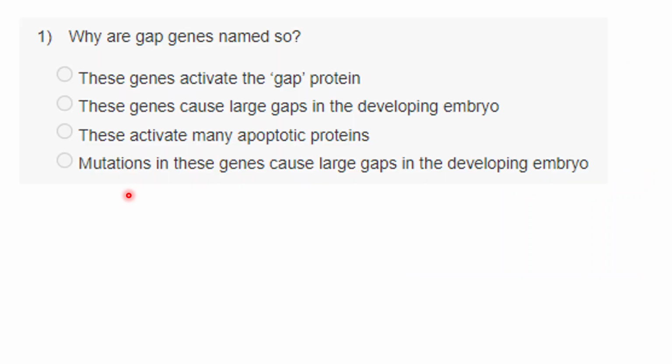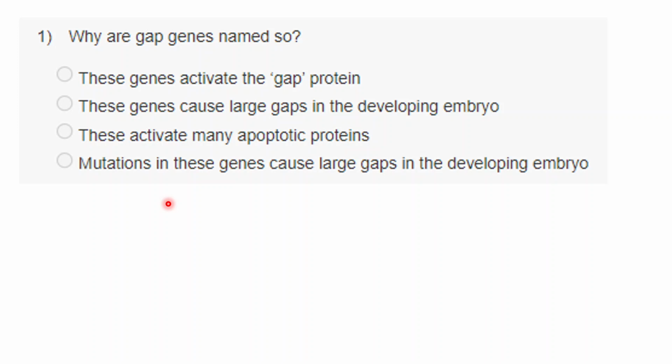The first question we have here is a simple question. Why are gap genes named so? The options are: these genes activate the gap protein; these genes cause large gaps in the developing embryo; these activate many apoptotic proteins; mutations in these genes cause large gaps in the developing embryo. So these are your 4 options. You have to identify why gap genes are named so. Let's wait for a minute and collect some answers.